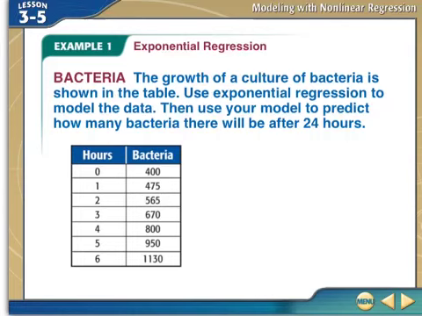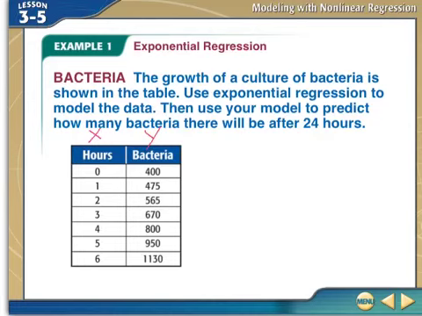Now, in our table here, it discusses the number of hours. That's our independent variable, x. And our bacteria is our dependent variable, y. The number of bacteria is dependent upon how long the bacteria has been allowed to grow. As you can see here, the bacteria is increasing over time. As time increases, our number of bacteria is increasing. Therefore, this is going to be an exponential growth equation.